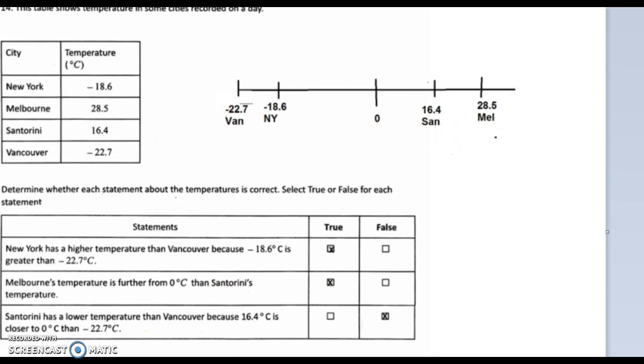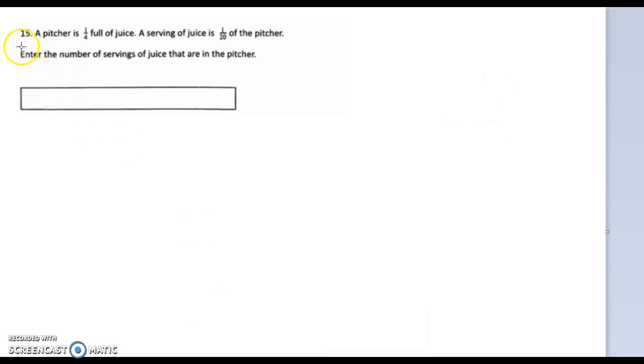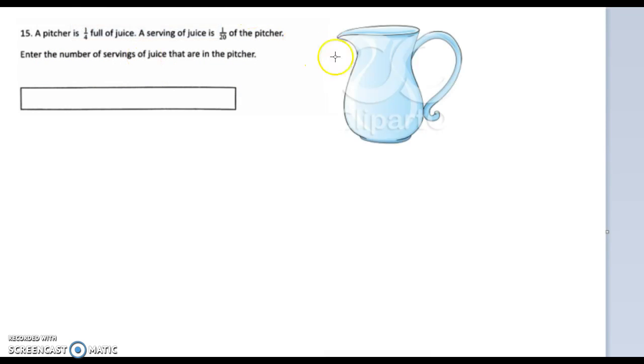All right, the last question is 15. A pitcher is a fourth, 1/4 full of juice. A serving of juice is 1/20th of the pitcher. And the number of servings of juice that are in the pitcher. So they only have 1/4 of the pitcher left. Alright, so imagine this pitcher right here is a quarter full. A quarter is like a fourth.